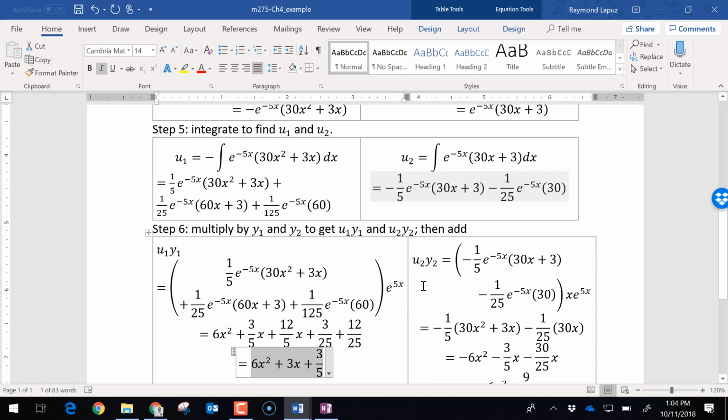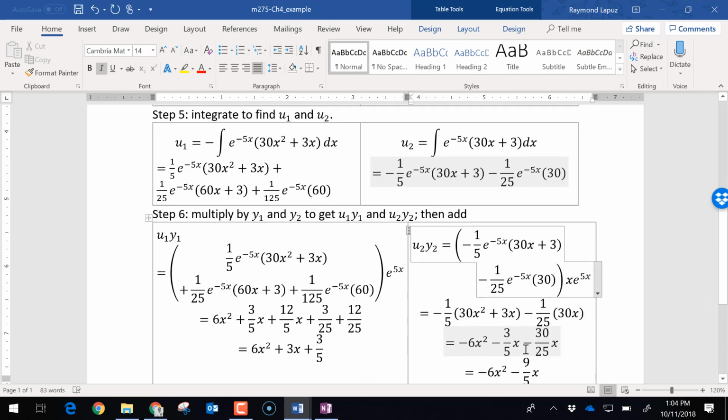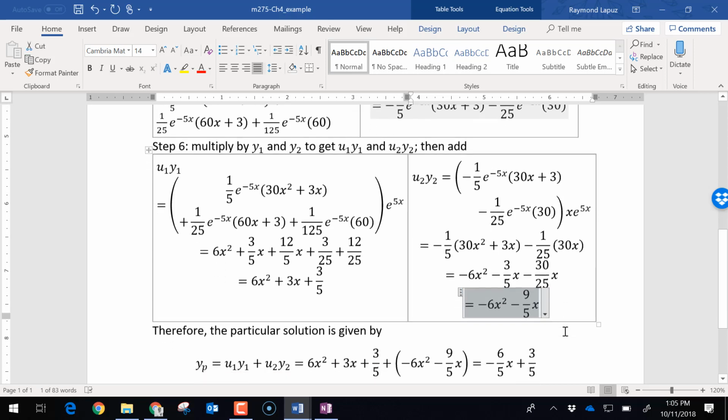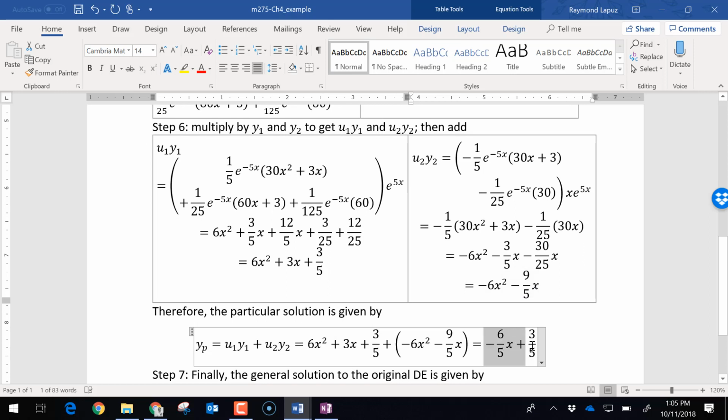We got this, and then u2 gets multiplied by y2, which in this case is x times e to the 5x. That's y2. Then simplifying that, you get this. Then we add them together, and eventually we get negative 6/5 x plus 3/5. And that was the same particular solution that we got using the other method, undetermined coefficients.